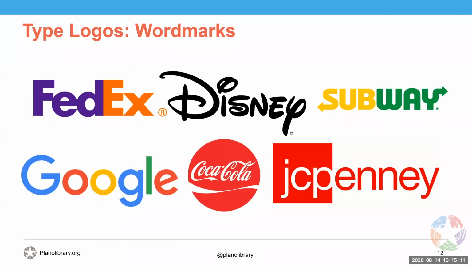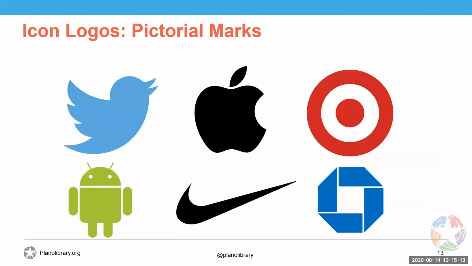So now we're going to switch over to more pictorial icons, or icon logos. A pictorial mark alone can be tricky, but it is highly effective if you already have an established brand. So you can see here, they're very simple shapes. The Nike swoosh, the Android robot, I think is the most intricate of these, but it's still effective. Others heavily rely on curves.